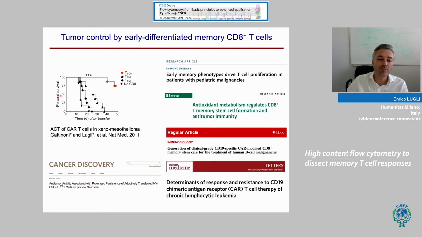And since then, a number of different studies, including ours, have shown that if you have this stem-like signature in the infusion product, for example of CAR T-cell therapy, you have a much higher chance of undergoing complete remission, or, in experimental systems, of rejecting the tumor.